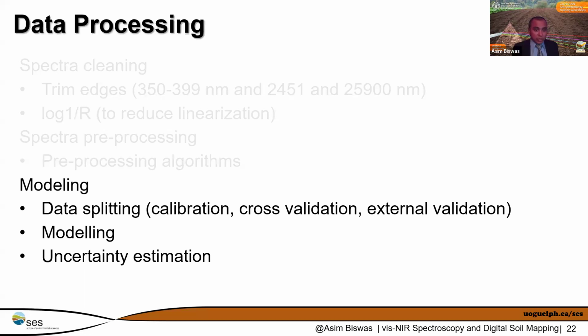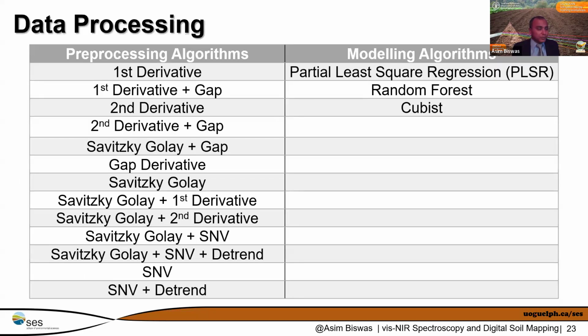For the modeling, regarding the splitting approach we have taken, we have a large number of samples, so we are able to set aside a certain number of samples as an external validation, and the rest we work through calibration and cross-validation to establish the model. Once we build the model, the uncertainty associated with the prediction is another aspect we always carry forward. There is a range of pre-processing algorithms, starting from the first derivative and combinations. I know it's a busy slide.